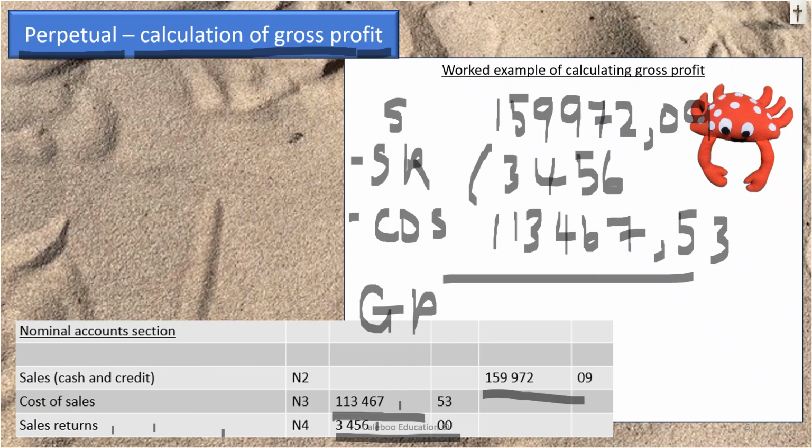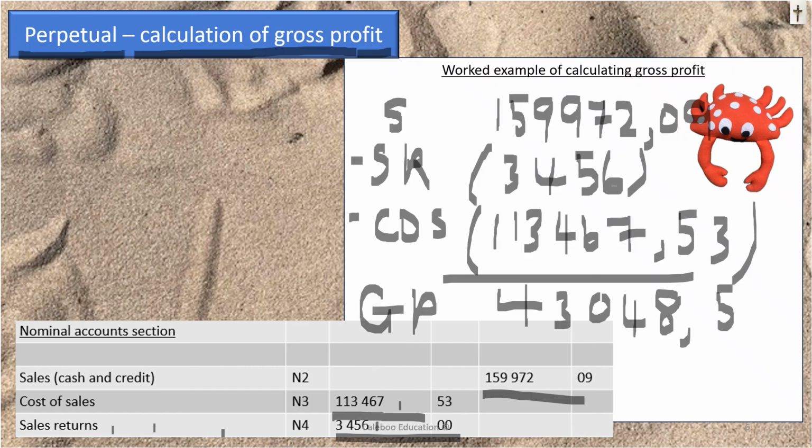I can put this in brackets, that means subtract. And if you do the maths there, let me quickly do it in my head. 43048.56, if my mental maths is correct. You can check it. Now this is the perpetual inventory system.